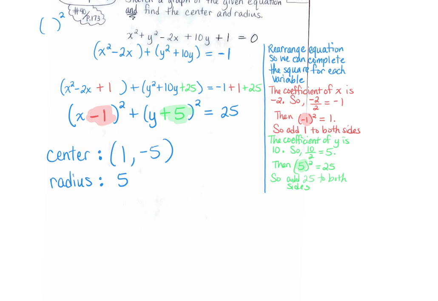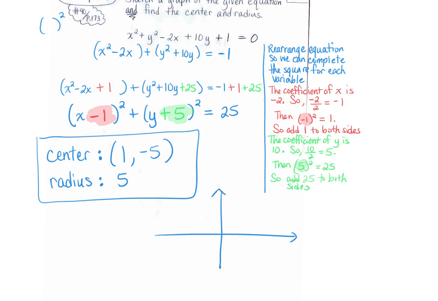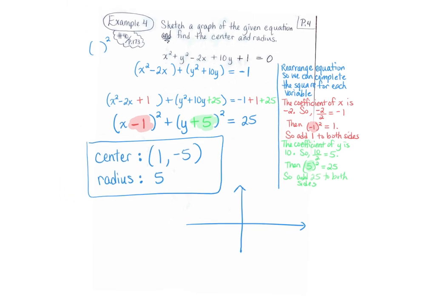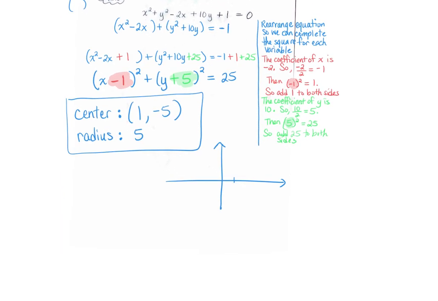And so then are we done with the problem? No, because we have to sketch, right? And you love my sketches. So where's our center? What quadrant? 1, -5. What quadrant? 4th, good. So 1, -5, let's say it's there. And then what is our radius? 5. So we'd have this point over 5, down 5. Yeah? So there you go.